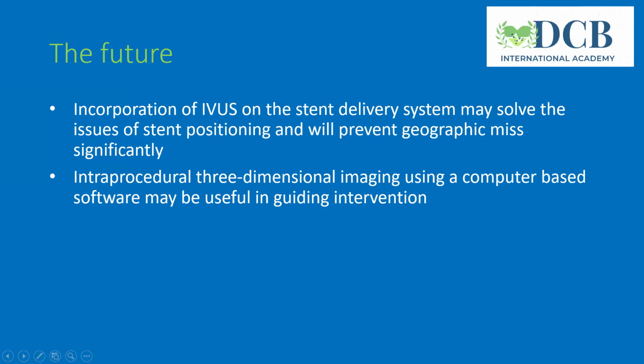These are future thoughts. Maybe the stent delivery system may solve the issues, instead of using one more separate catheter. I don't know whether this will become a reality. Something like intraprocedural three-dimensional imaging amalgamation using computer software, which they are using now in EVAR. But I acknowledge that the heart is moving, and I'm not sure whether it will be useful in coronary intervention. We do have it in aneurysm repair. They integrate the CT imaging with the fluoro imaging, and it helps them guide the intervention. But I'm not sure how feasible it will be in coronary intervention.